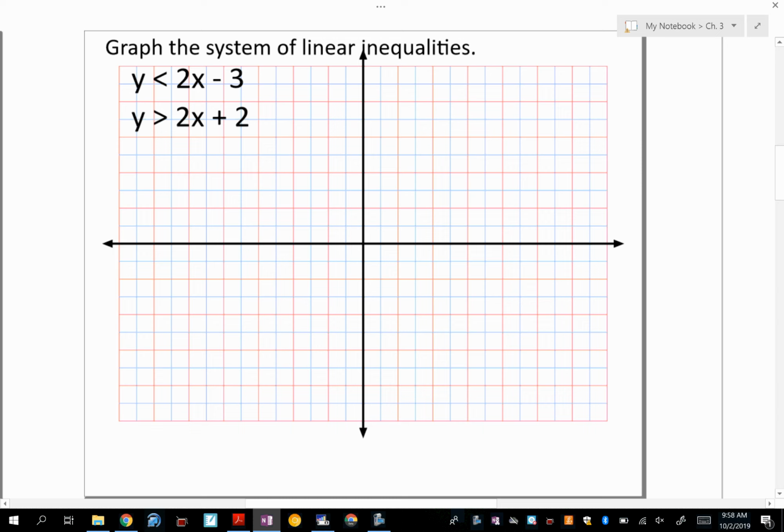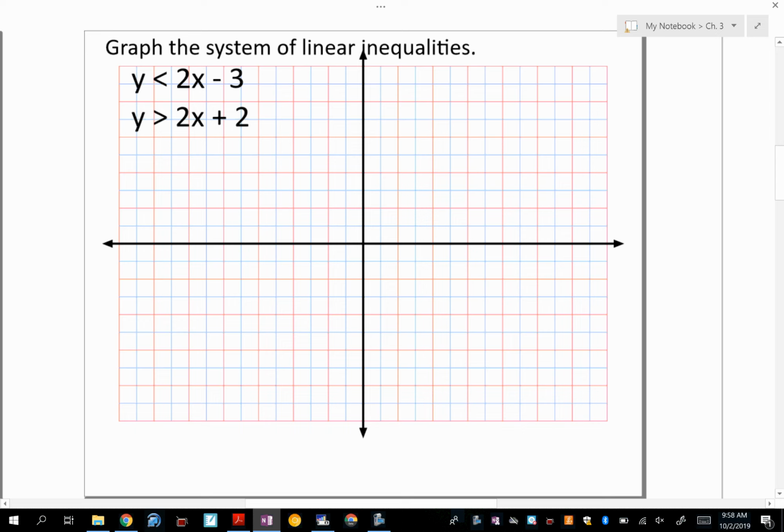Now, if this had said equals for both of them, I would know right away they're never going to touch, so there's not going to be a solution. This system would be an inconsistent system. That's vocab you'll need for next week. Okay, but it has inequality symbols, so maybe it'll work out.